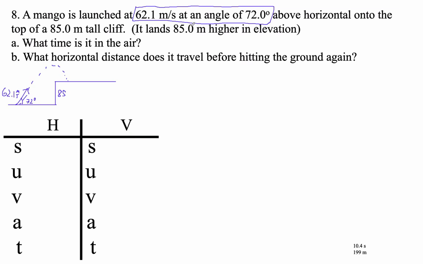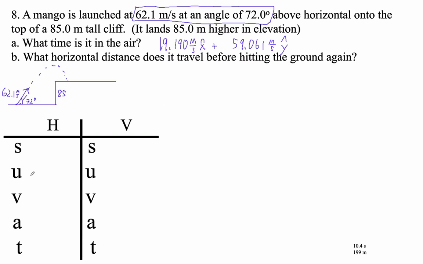That's 19.190 if I round it to 5 sig figs, and that's meters per second in the x direction. And then I'm going to do the sine of this, right? So 62.1 sine of 72. And that is 59.061. I'm just rounding this to 5 sig figs. Really 4 is probably enough, but you just don't know, you know?